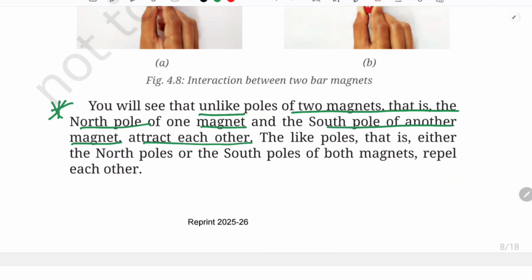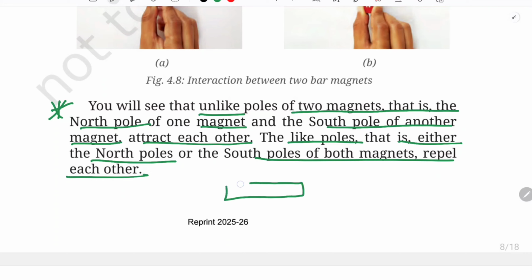attract each other. So when you bring two magnets closer, that is unlike poles, on one side there will be a north pole, and in that same direction if you bring a south pole, what will happen? You will observe that they are trying to attract each other. And the like poles, that is either the north poles or the south poles of both magnets, repel each other.